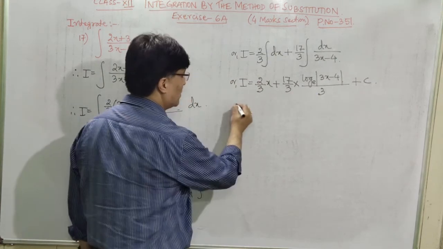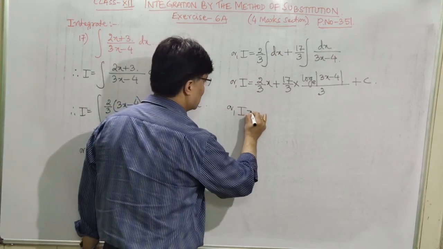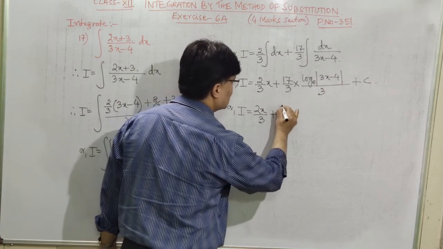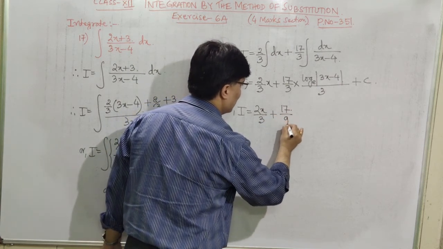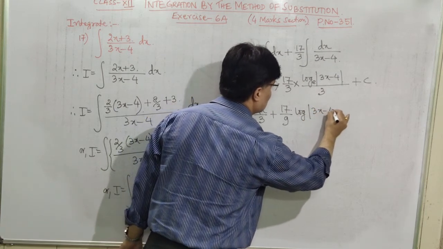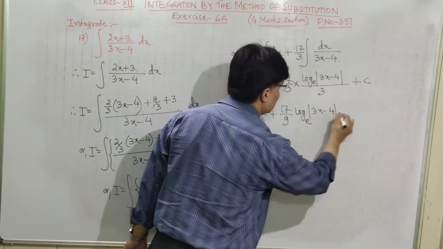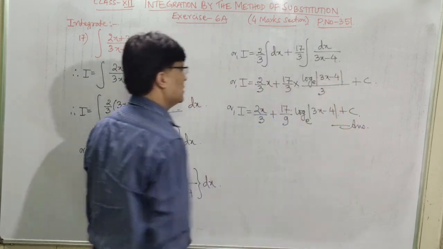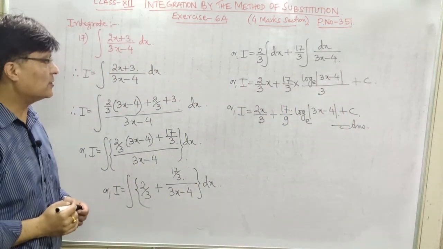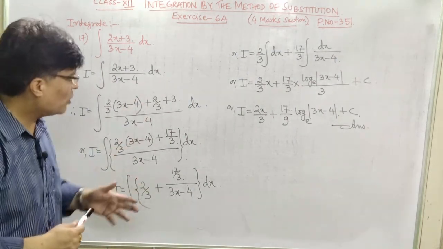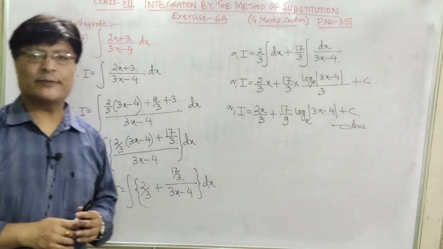Plus c. So I is equal to 2x by 3 plus 17 by 9 log within mod 3x minus 4, the base is e, then it is plus c. So this is the final answer. So I think you have understood it. So you can copy it. So now this much is for today.